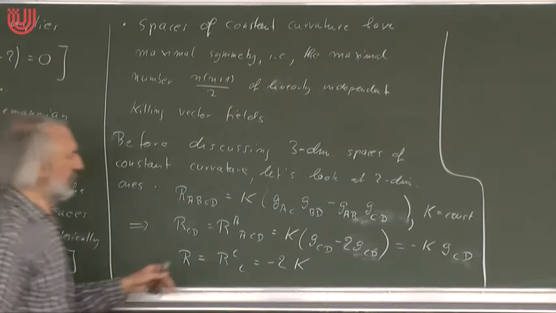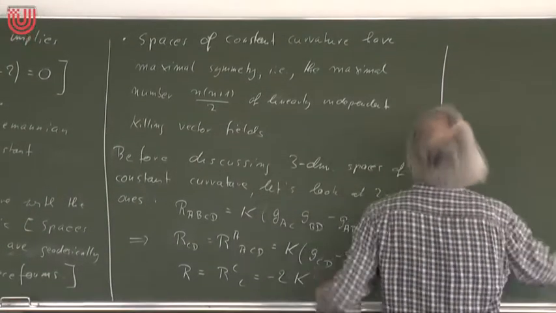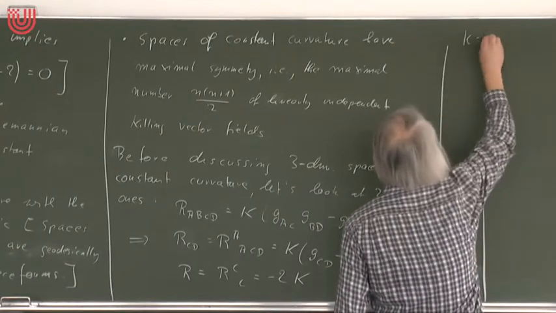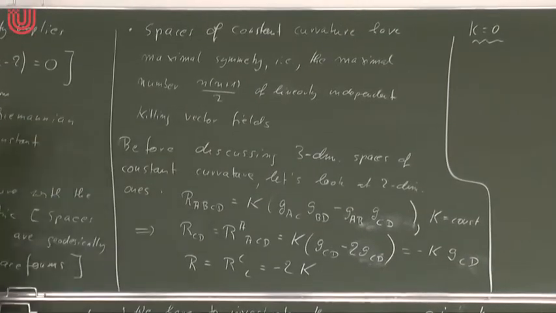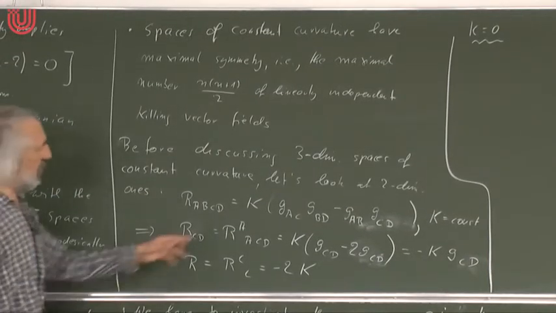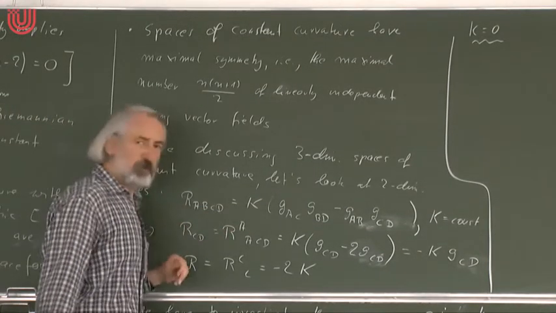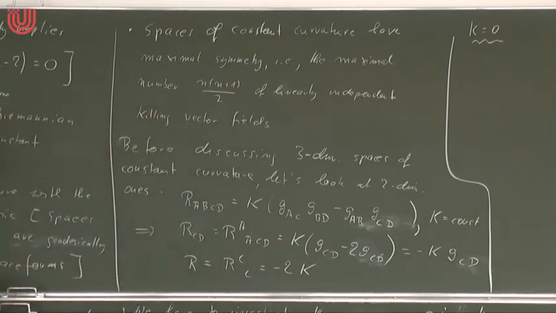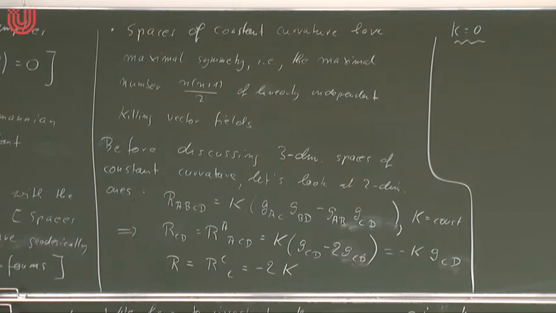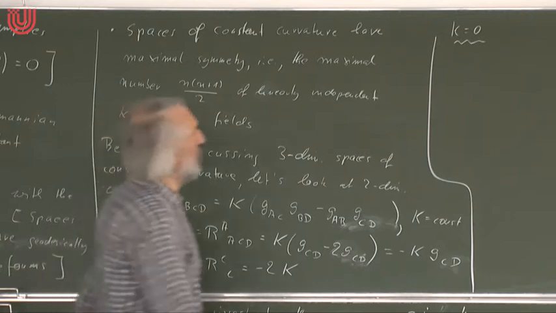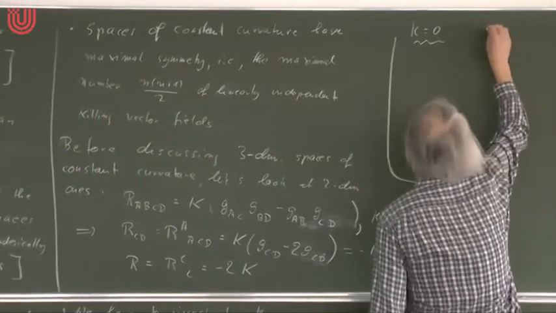So let's begin with a more or less trivial case, k equals 0. So what space might satisfy this equation with k equals 0? Well, k equals 0 means curvature tensor equals 0. Curvature tensor equals 0 means flat manifold. Flat manifold means metric coefficients constant. Yeah, we can choose the metric coefficients constant. So this is, of course, the Euclidean metric.